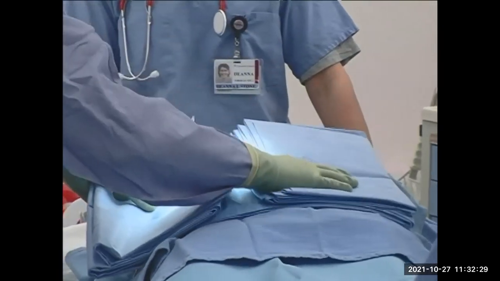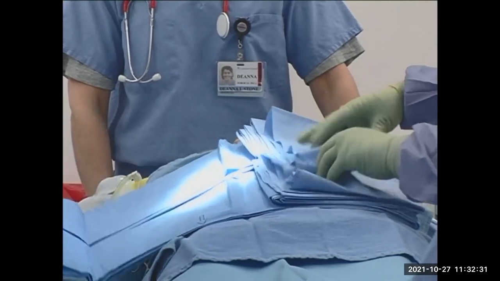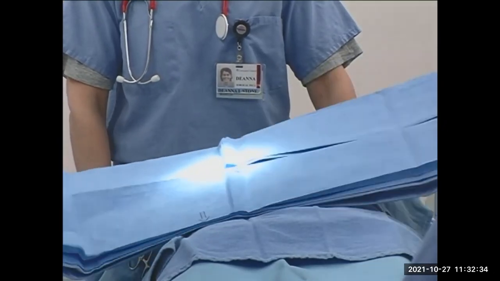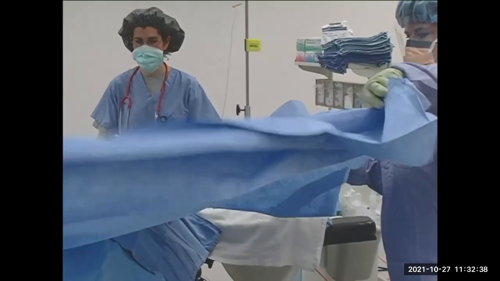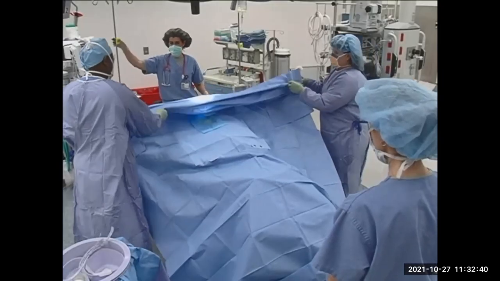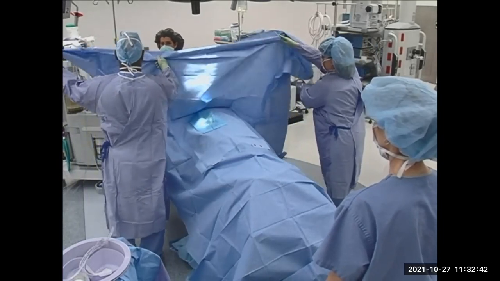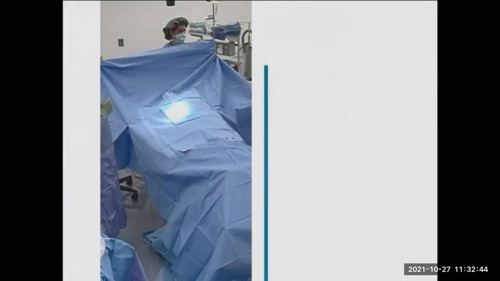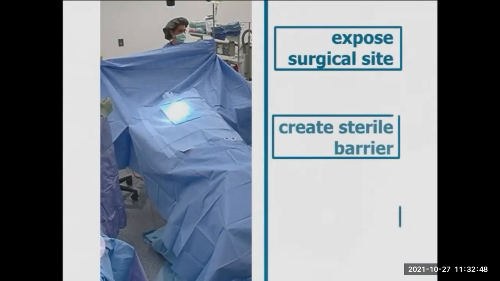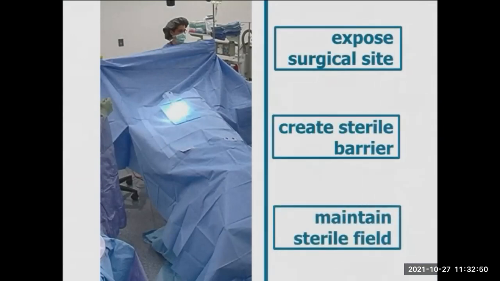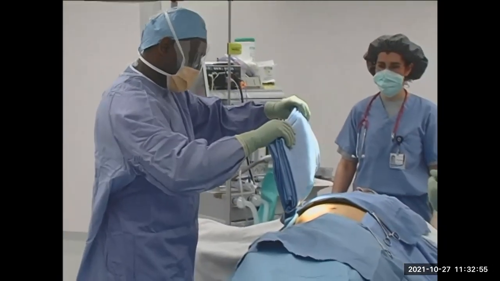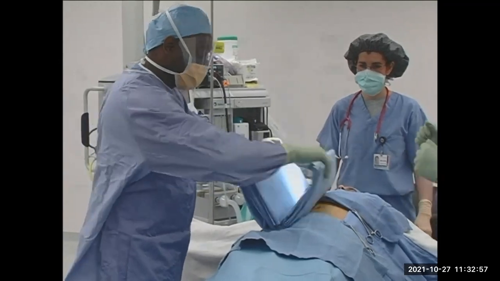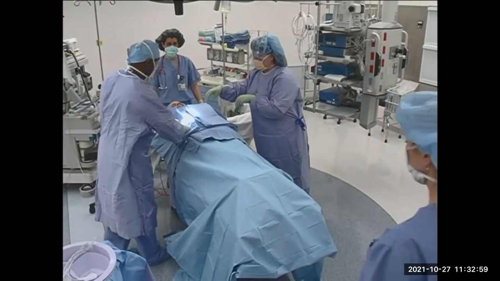Draping the patient is performed after the surgical skin prep. Drapes are applied to the surgical patient as an extension of the sterile field that has already been created in preparation for the procedure. Drapes are applied to expose the surgical site, create a sterile barrier, and maintain a sterile field. If either of these duties is not performed properly, the opportunity for infection can be greatly increased.